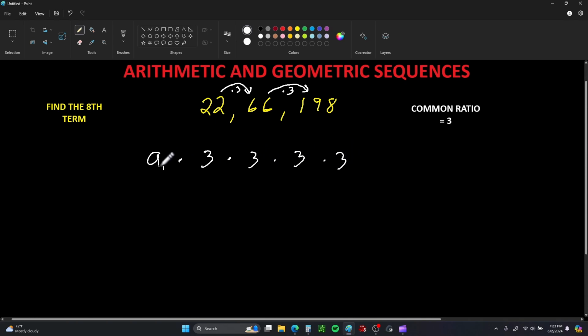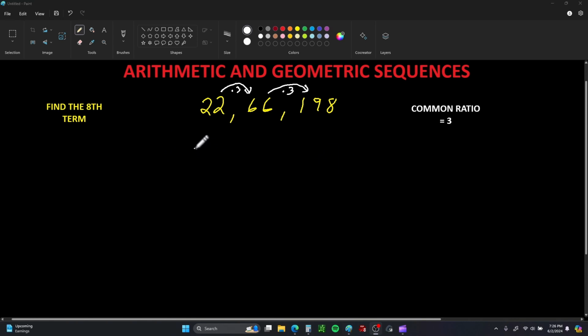If this is the first term, this would be 3 to the first power. Then I have 3 to the second power, third, and so forth. So if I'm asked to find the eighth term, well, this is the first one. This is my 3 to the first power. So I really only need to do it 7 more times.